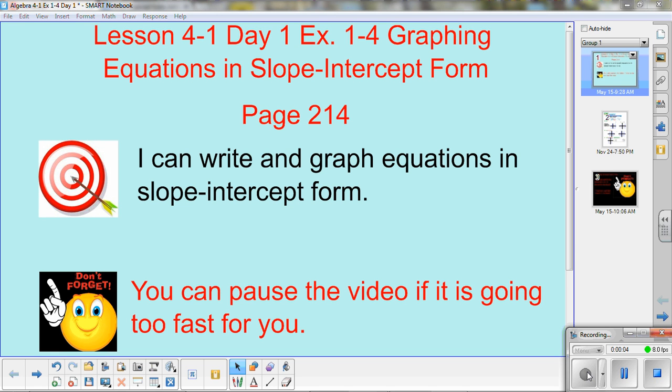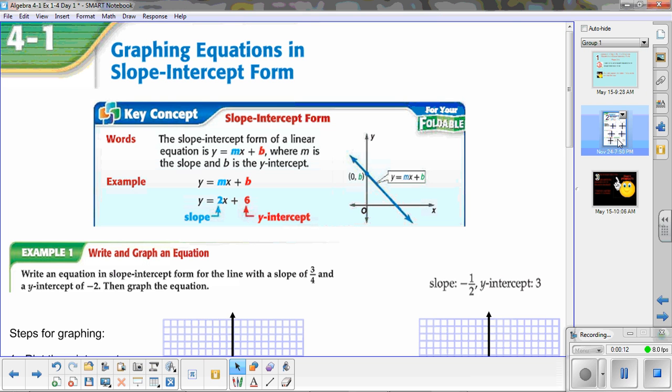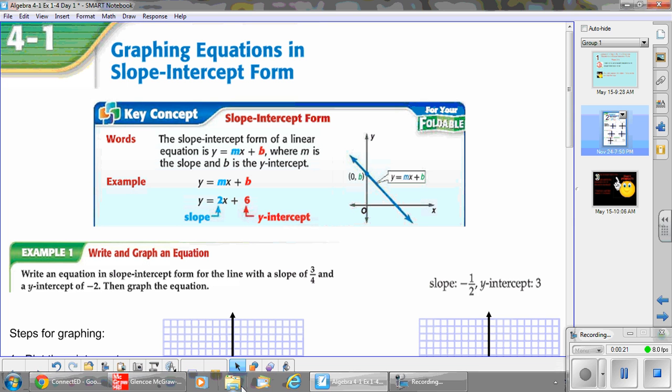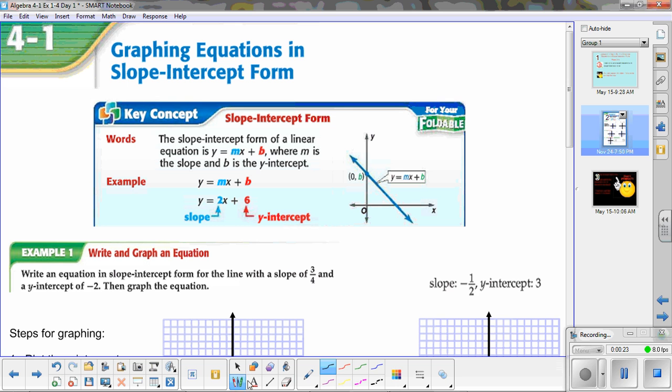In Lesson 4.1, Day 1, Examples 1 through 4, you will be writing and graphing equations in slope-intercept form. Back in Chapter 3, we learned about standard form of linear equations. In Chapter 4, our focus is going to be on the slope-intercept form. Slope-intercept form of an equation is y equals mx plus b. M is the slope, and b is the y-intercept, or where it crosses the y-axis.